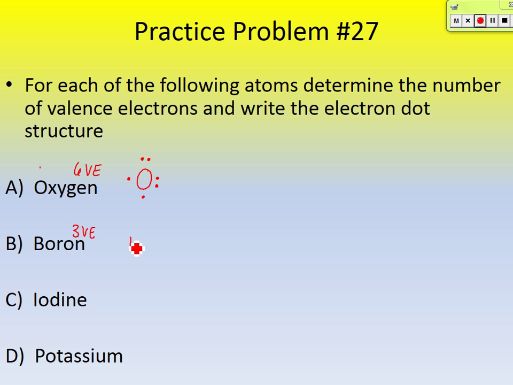Boron symbol is B, and so we need 3 dots. 1, 2, and 3. And that's boron's electron dot structure.